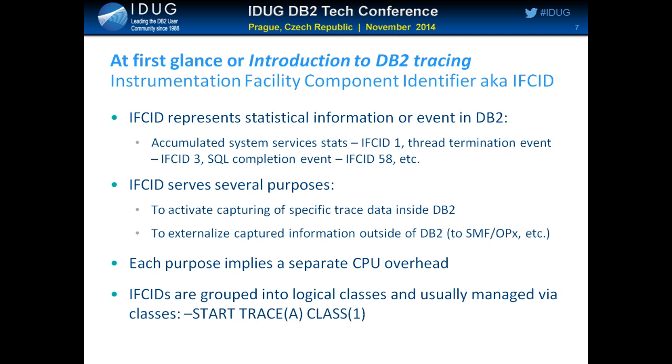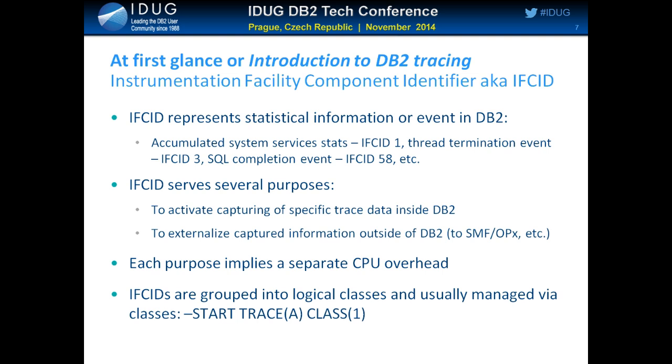Important thing, many people miss that IFCID serves two purposes. One is to turn on the data capturing within DB2. It means if you have locking trace events, every lock is traced. That could be a lot. And the second purpose is to externalize. So you may capture a lot of information, but you may write down just 3 records. That's important to understand. And there is a separate overhead related to each of these purposes.